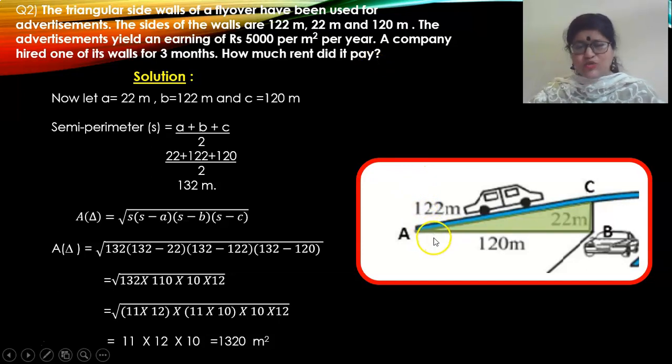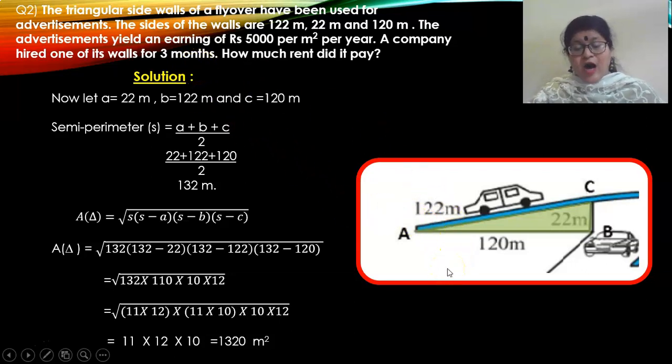So what does this question mean? This is a triangular wall on the flyover. So a company has hired this portion of the wall to put in their advertisements. So obviously nothing comes free. You have to pay rent for occupying so much of space. And the cost here is, for 1 meter square, they are charging you 5,000 rupees for a year. But this advertisement which is displayed is going to be kept only for 3 months.